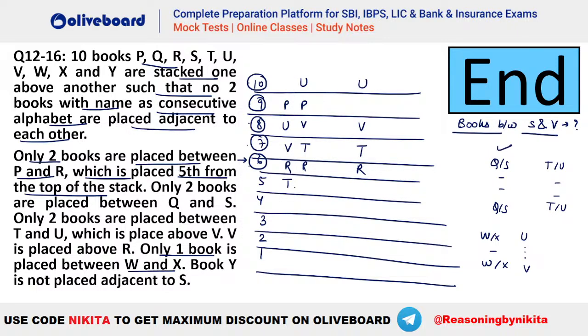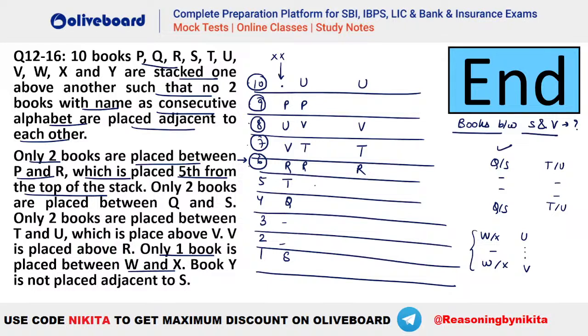In the first case, where should we have your Q and S? We know S and T are adjacent alphabets, so S and T should not be adjacent in this particular stack. So we will have your Q here and S here. Now your W and X, can we place your W and X at a gap of 1 in this case? No, not possible, because this is coming adjacent and this is not at a gap of 1. So that means this is invalid.